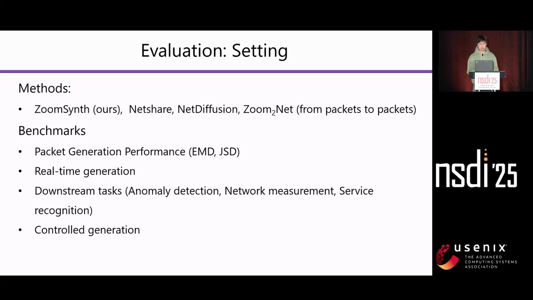And to evaluate ZOOMSYNTH, we compare it with NetShare, NetDiffusion, and ZoomNet. We assess it across 4 key areas. The first, packet generation performance, using EMD and JSD to judge it. And second, we test if ZOOMSYNTH can achieve real-time generation. And the third, we want to see the performance on downstream tasks like anomaly detection, network measurement, and service recognition. And last, controlled generation of ZOOMSYNTH.